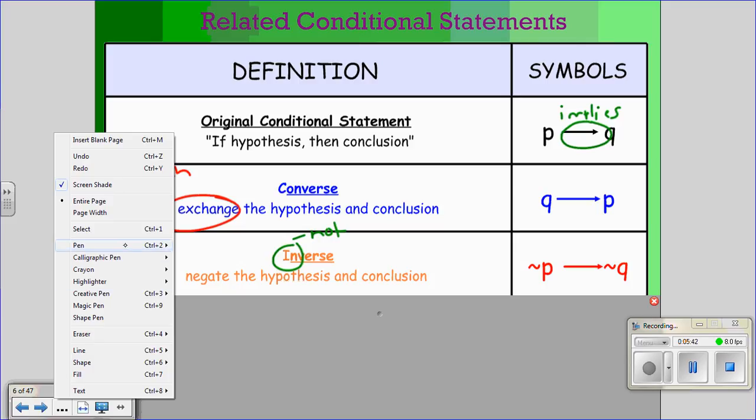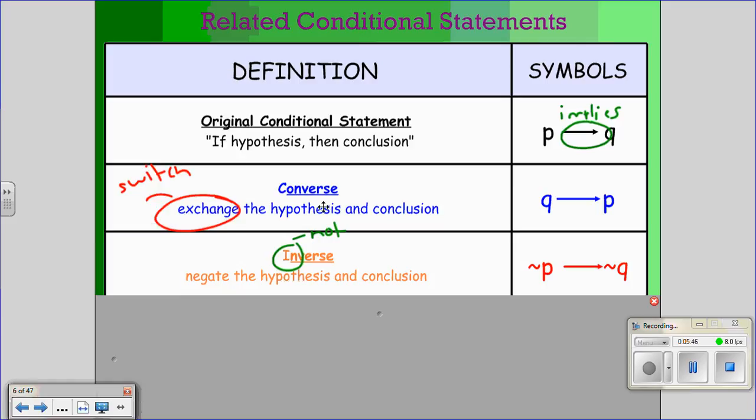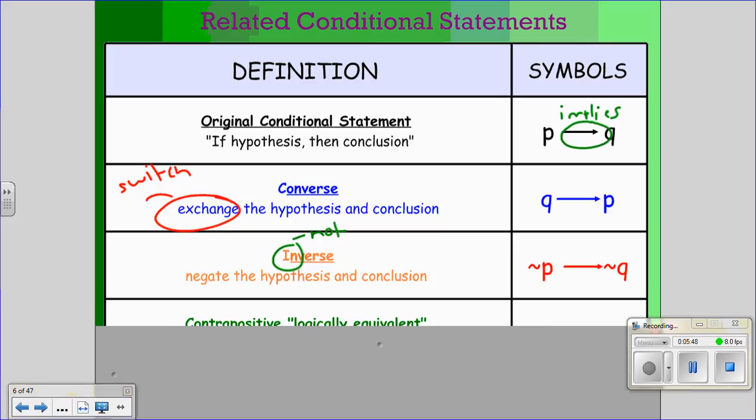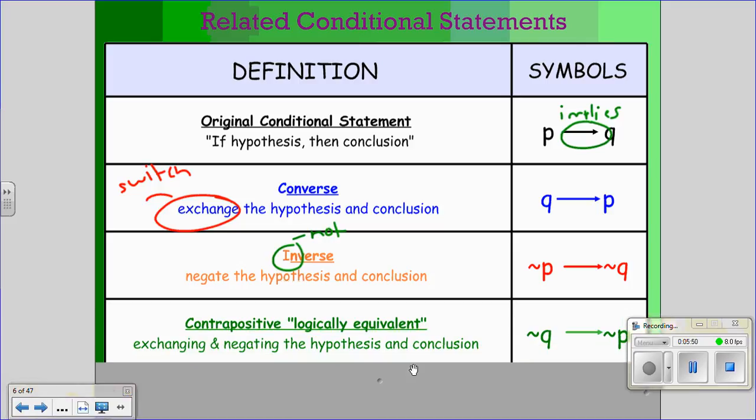And we're going to practice writing each one of these types in just a moment, so just be patient. And the last word is contrapositive. Contrapositive is not only do you add the word not, but then you reorder and switch the hypothesis and the conclusion.